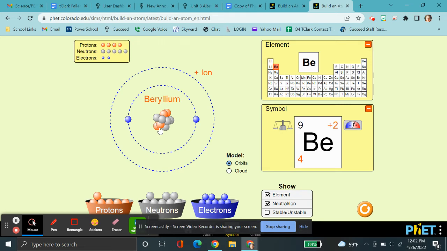This particular form of beryllium has 4 protons and 5 neutrons to create the mass number of 9. It has 2 electrons, but because it has 4 protons, it has a +2 charge. And then the atomic number is 4 because it has 4 protons. And then the elemental symbol is Be for beryllium.